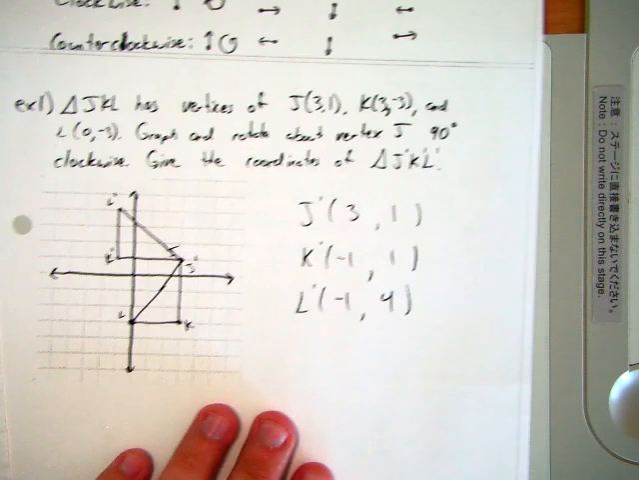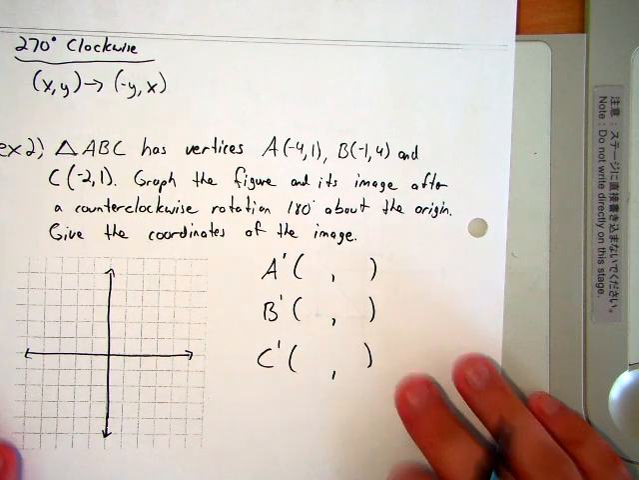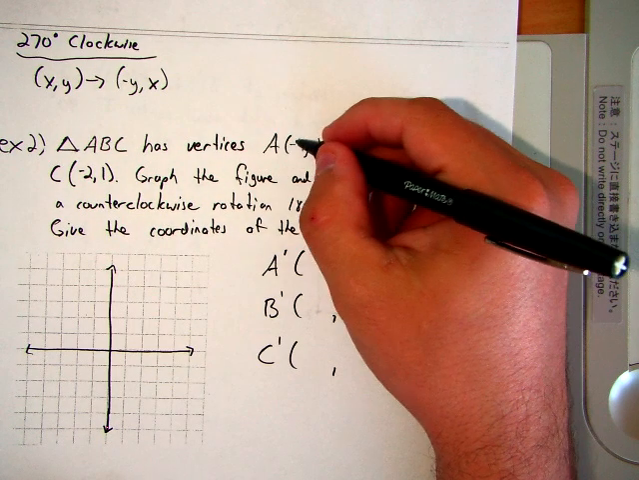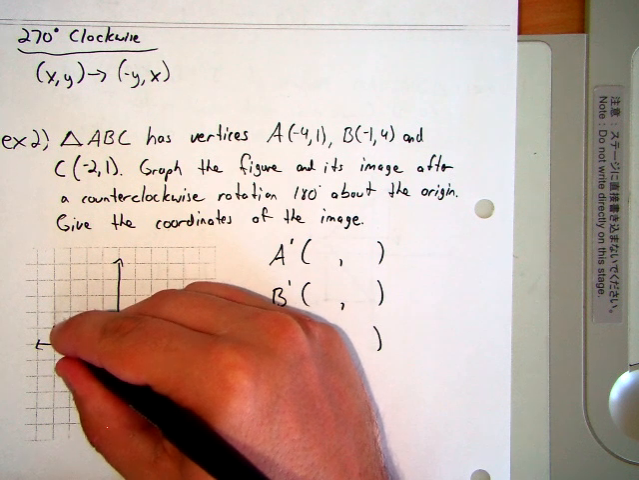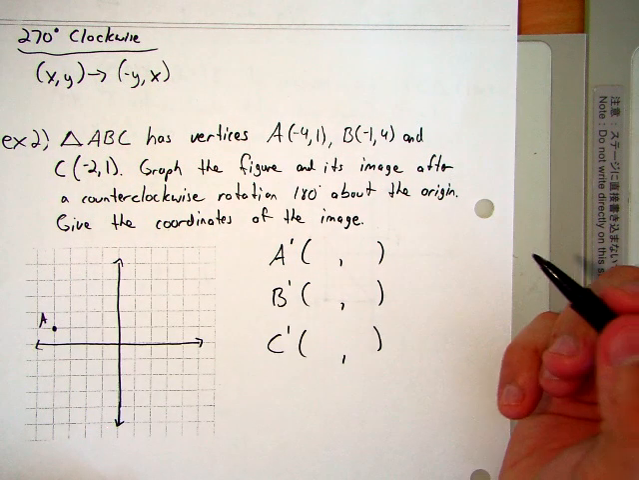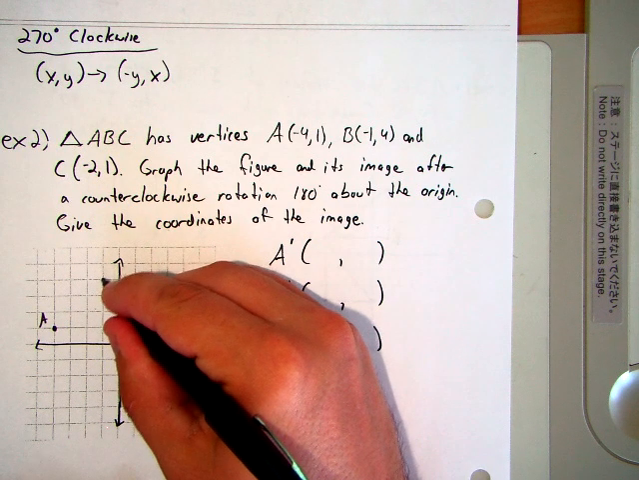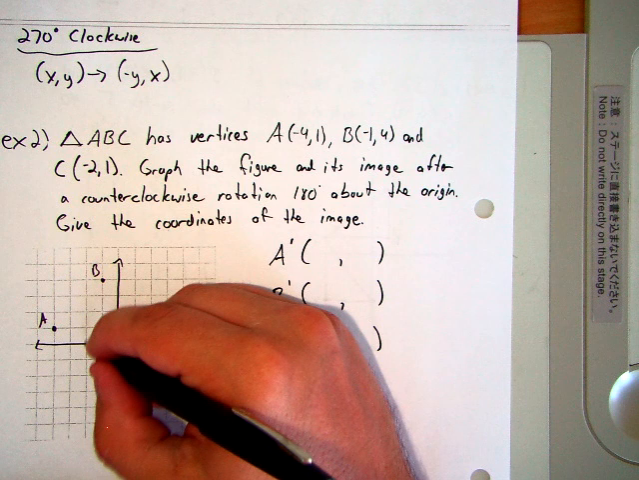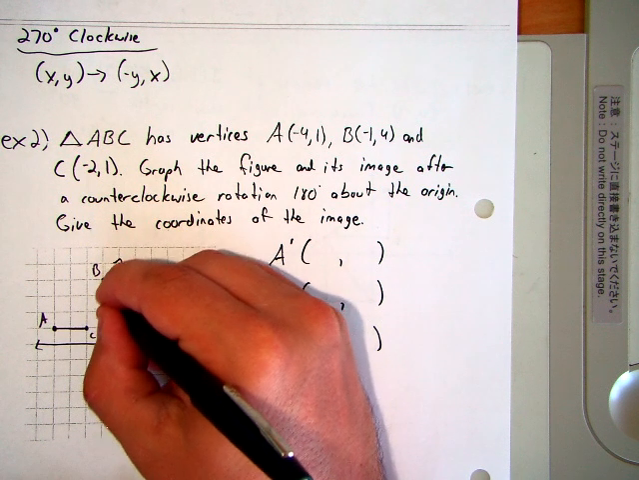Now, let's look at the back side. Example 2. It now says triangle ABC has vertices of A, negative 4, 1. So that's 1, 2, 3, 4, 1. That's where A is. B is at negative 1, 4. So 1, 2, 3, 4. Here's B. And C is at negative 2, 1. So here's C. So this is an obtuse triangle.